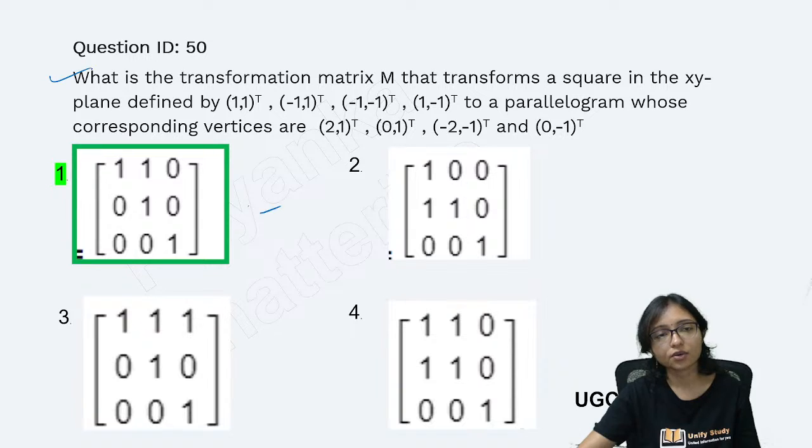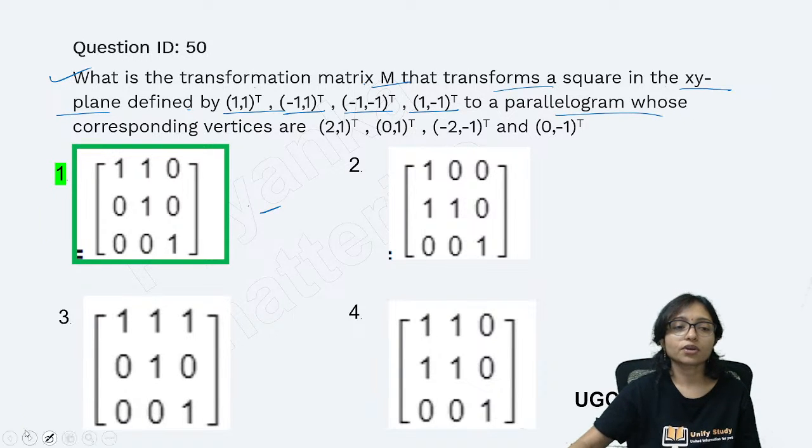Here it is asking what is the transformation matrix M that transforms a square of the xy plane defined by this. All the plane is given to you. Okay, 1 1, minus 1 minus 1, 1 1 1, the parallelogram. Here you can draw the parallelogram, nothing else.